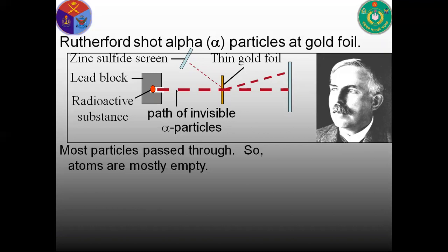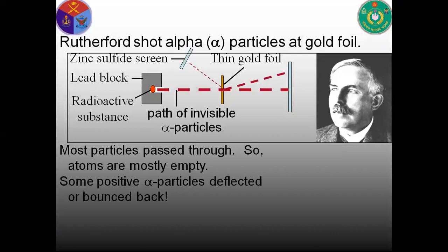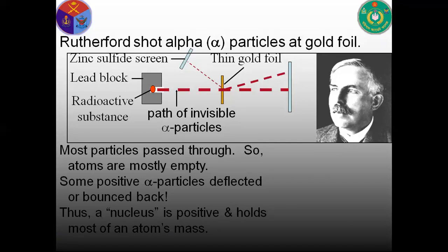Most of the alpha particles pass through, so much of the space of the atom is almost vacant. But a few of the alpha particles are bounced back. Here, from 20,000 alpha particles, only one is bounced back. There is a positive center, the nucleus, whose diameter is 10 to the power minus 13 centimeter, compared with the diameter of the atom, 10 to the power minus 8 centimeter.